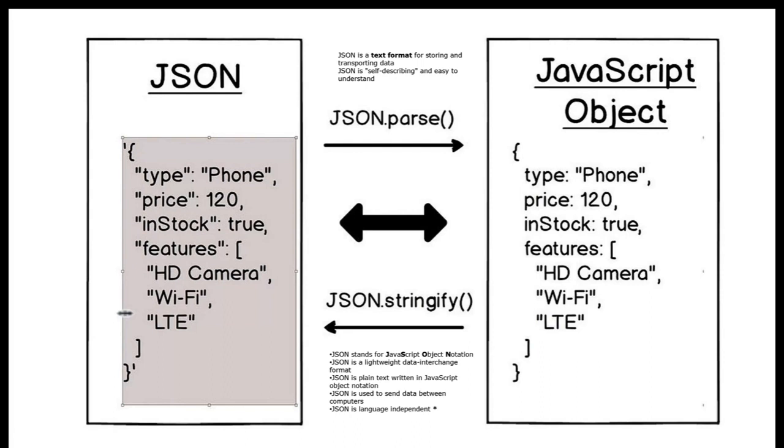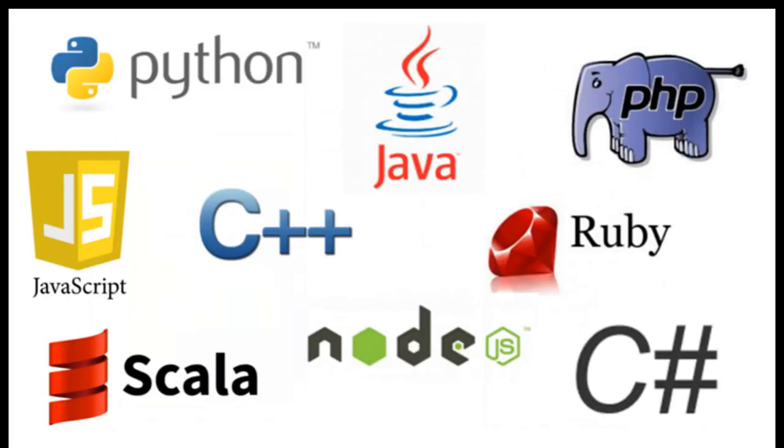JSON is an independent language. Why is JSON independent? We can create a JSON file and use it anywhere. We can use it in every programming language, like Python, Java, PHP. In every programming language, JSON is supported, and you can use the JSON file and JSON format.